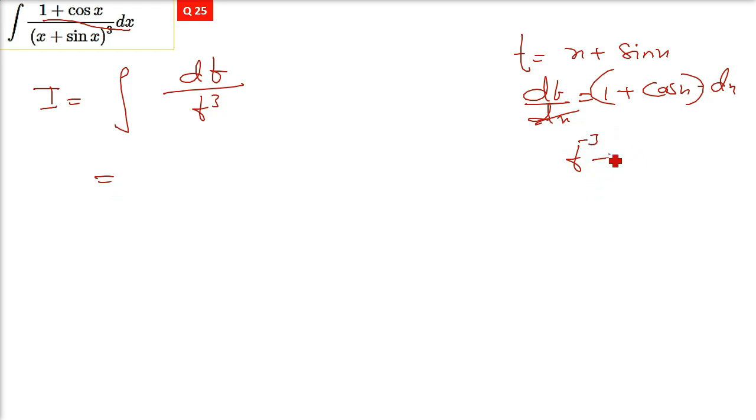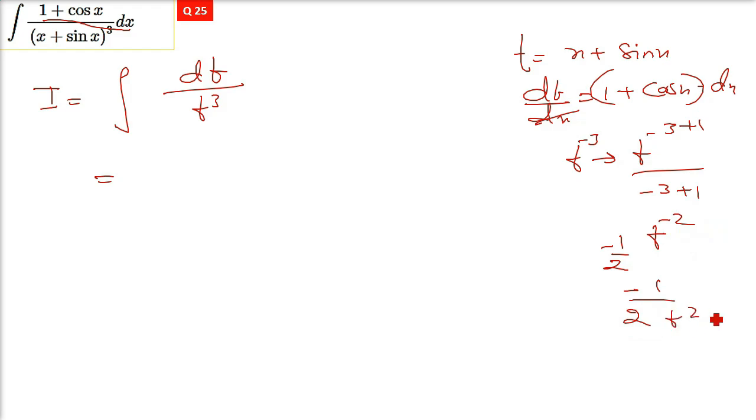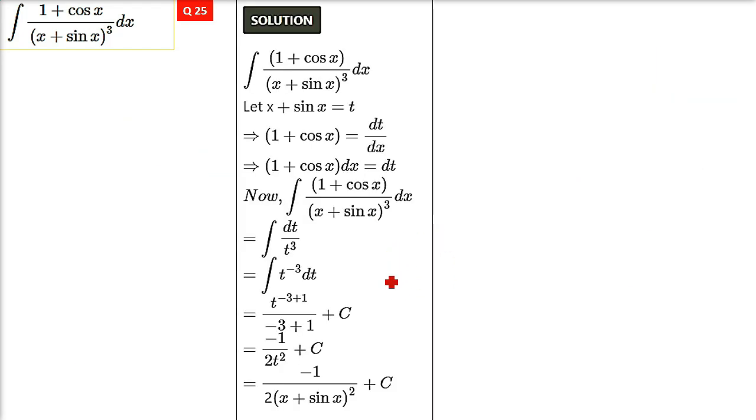When you integrate this, this is going to be t raised minus 3 plus 1 divided by negative 3 plus 1. It will be t raised negative 2, minus 3 plus 1 is minus 2 only. So minus 1 by 2, t goes in the denominator. Negative 1 by 2 t square, where t is x plus sin x whole square. So I'm just doing it quickly because this question has already been attempted. So negative 1 by 2 into x plus sin x whole square plus constant of integration is your final result. So this is how we are going to solve it.